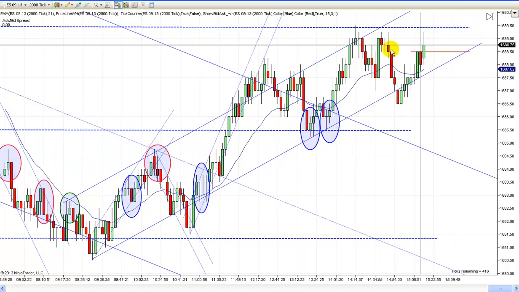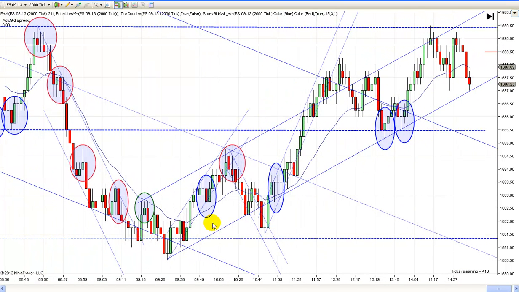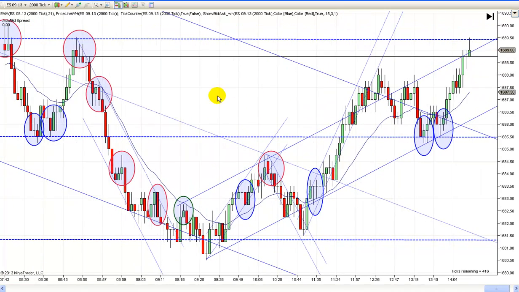And you can see it. Obviously, the trend wasn't over because we kept working higher. It's more of a range day than a trend day, although this is a trend from one end of the range to the other, like we talk about.